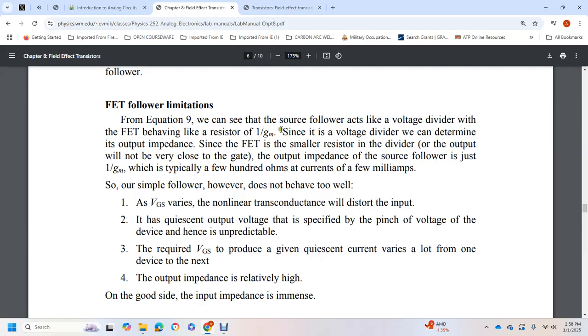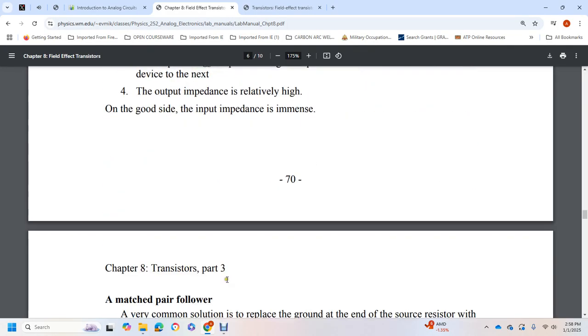So our simple follower, however, does not behave well. The voltage gain will vary with the nonlinear transconductance, distorting the input. If the quiescent output voltage is specified with the pinch-off voltage of the device, it is unpredictable, and the quiescent current varies a lot from one device to the next. The output impedance is relatively high. On the good side, the input impedance is immense.